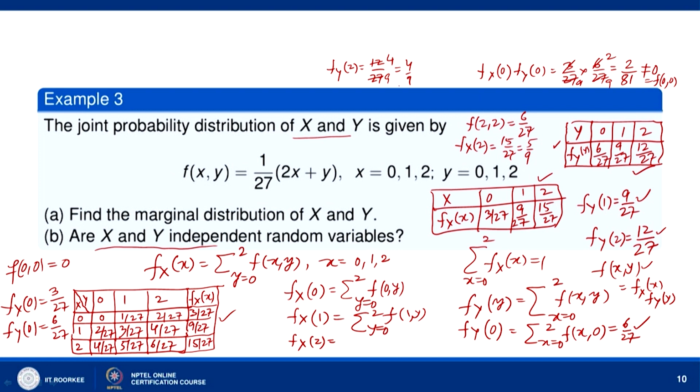So, f22 is equal to 6/27 and this is not equal to fx(2) into fy(2), which is equal to 20/81. So, there is one more pair, when x is 2 and y is 2, fxy is not equal to fx into fy. So, x and y are not independent random variables.